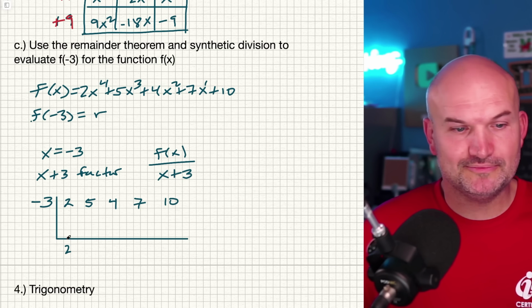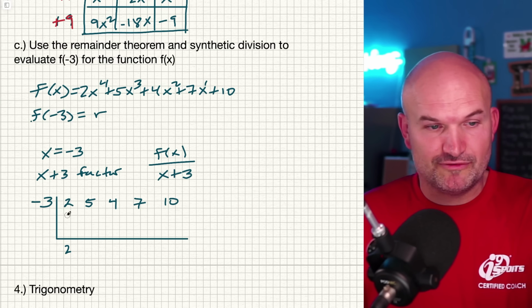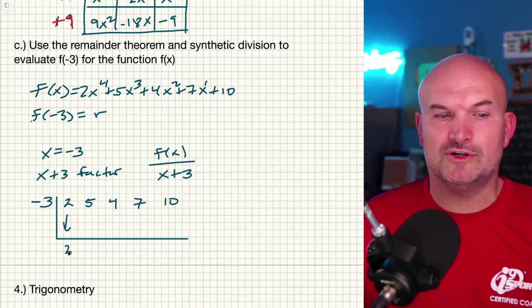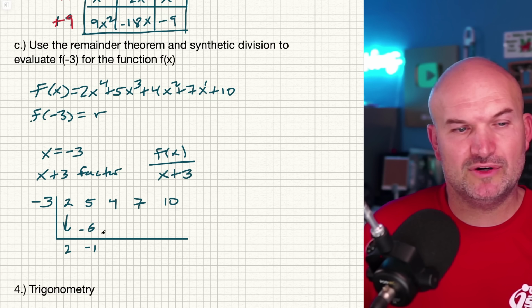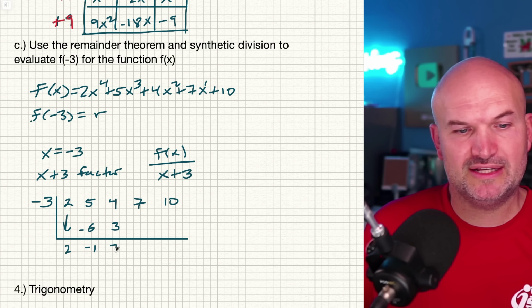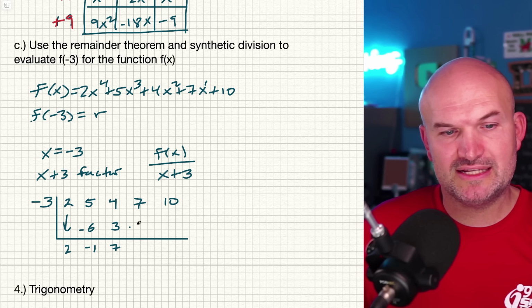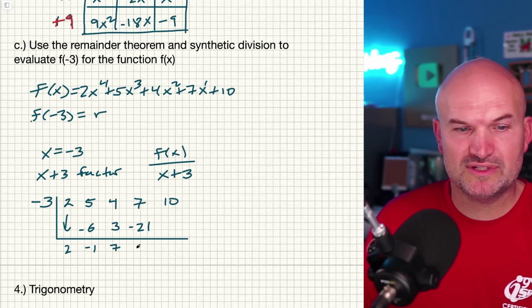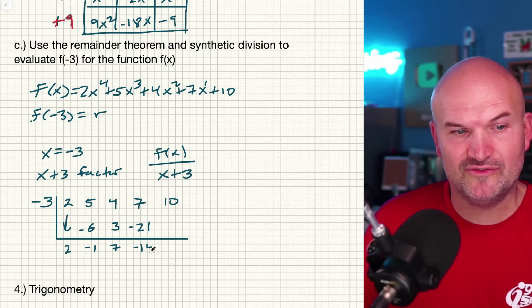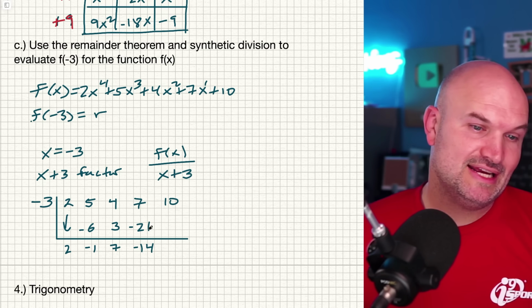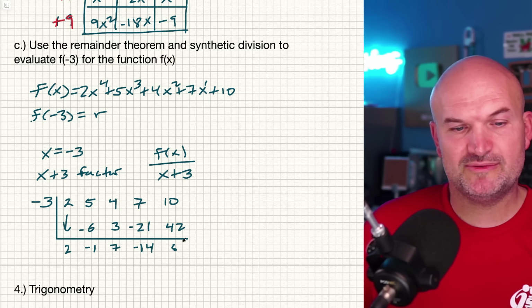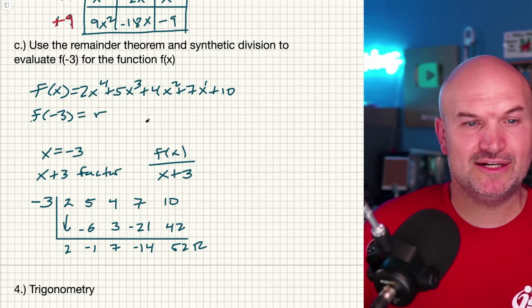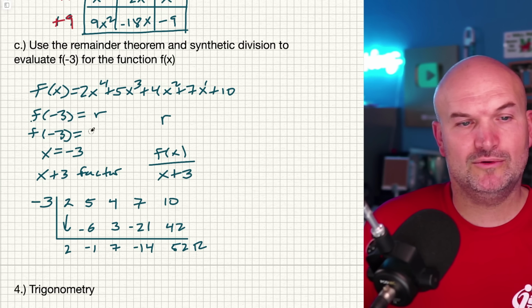All right, so bring down the 2. And then remember, first one is always a freebie. And then you multiply on the diagonal, add on the vertical. 2 times -3 is a -6. 5 plus -6 is -1. -1 times -3 is going to be a +3. 4 plus 3 is going to be 7. 7 times -3 is a -21. 7 plus -21 is going to be a -14. -3 times -14 is going to be a +42. 10 plus 42 is going to be a 52. That is going to be my remainder. So R, or f of -3, is equal to 52.